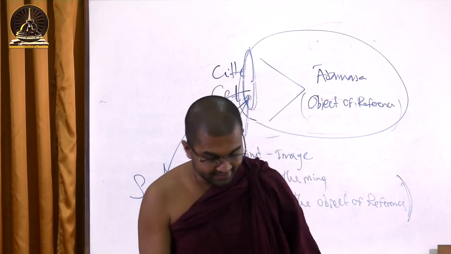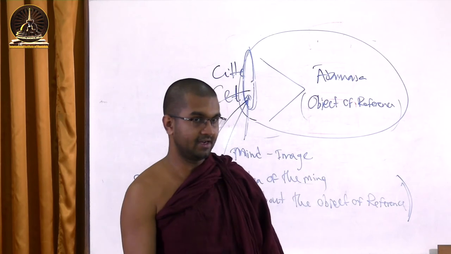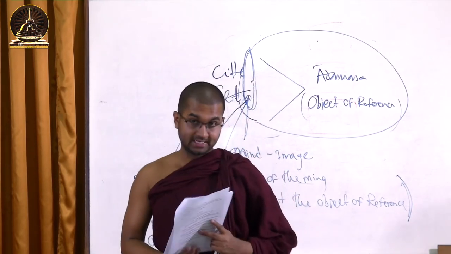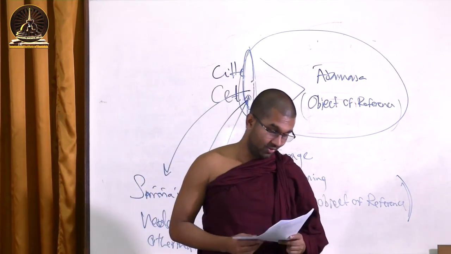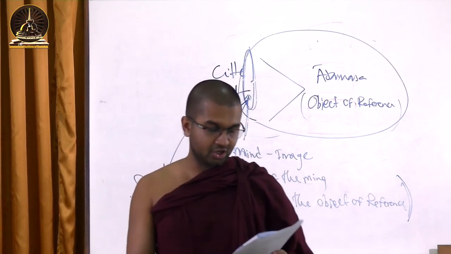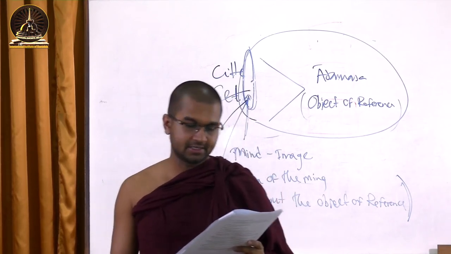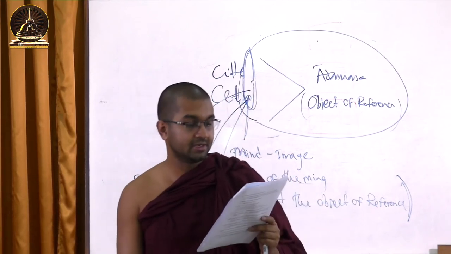Then, the classification of cittas based on their object. Now we have discussed the object, arammana, in detail. Now, how the cittas are classified based on the objects they take. I think most of you have studied this part. Even the diploma students are studying it at the moment.